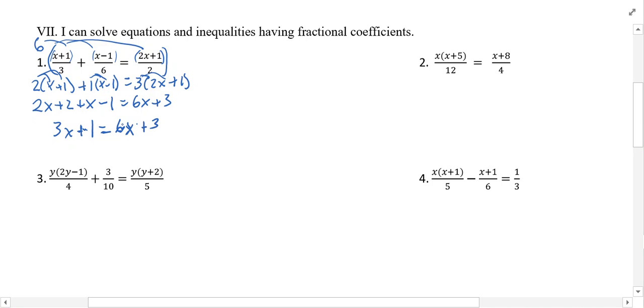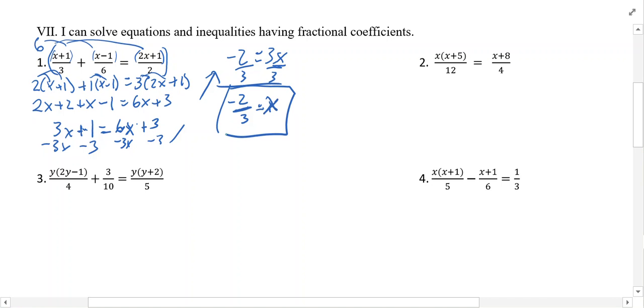Okay, so now I just have to combine my like terms. Since 6x is bigger, I'm going to subtract 3x from both sides. And here I'm going to subtract 3 from both sides. So when I do that, 1 minus 3 gives me negative 2 equals 6x minus 3 leaves me with 3x. So I'm going to divide each side by 3. So I get negative 2/3 equals x. All right, so then there's your answer right here.